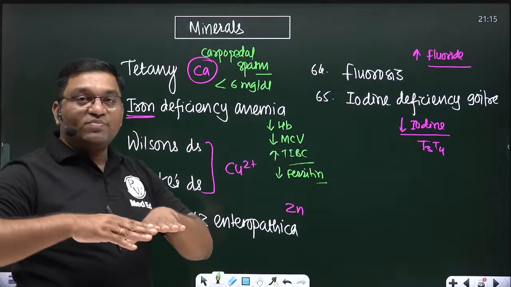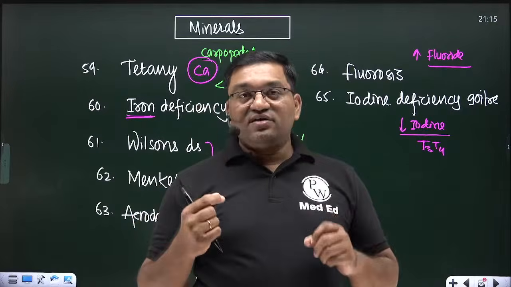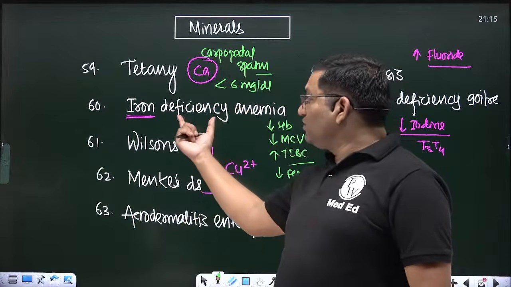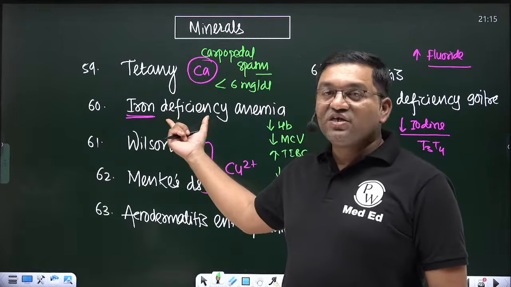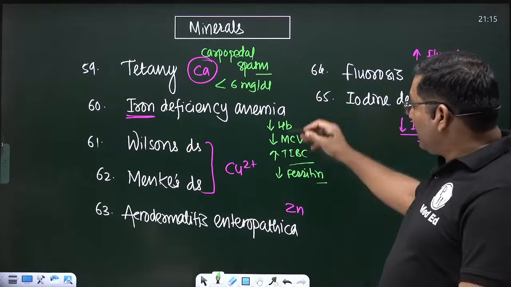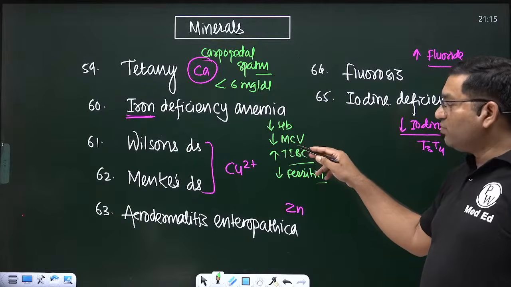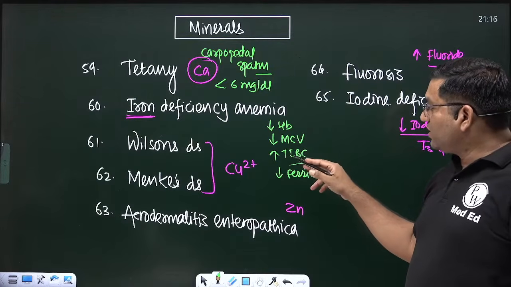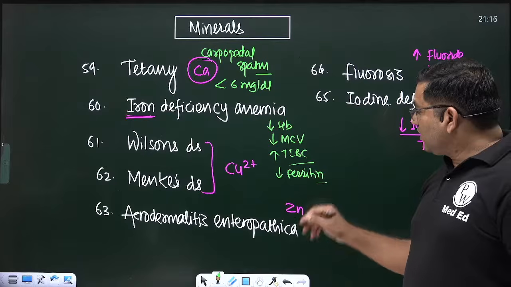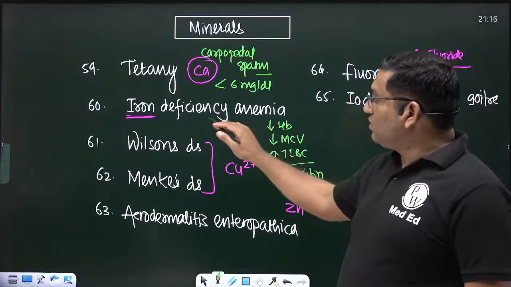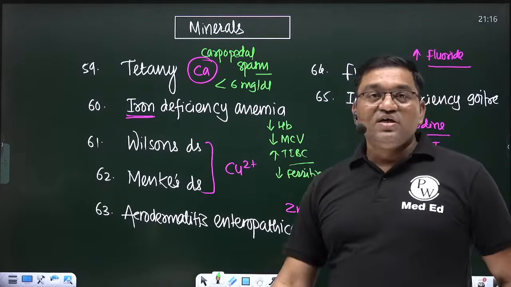Koilonychia, spoon shaped nail, pallor, decreased interest in the surroundings, sluggishness, weakness. These are the symptoms of iron deficiency anemia, and these are the laboratory parameters: decreased hemoglobin, decreased mean corpuscular volume, increased total iron binding capacity, decreased ferritin level. These are the laboratory picture in the iron deficiency anemia.